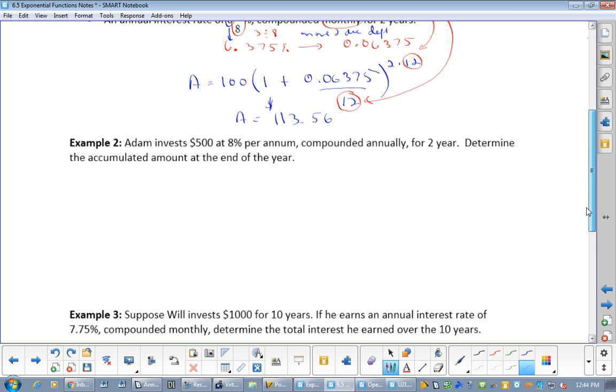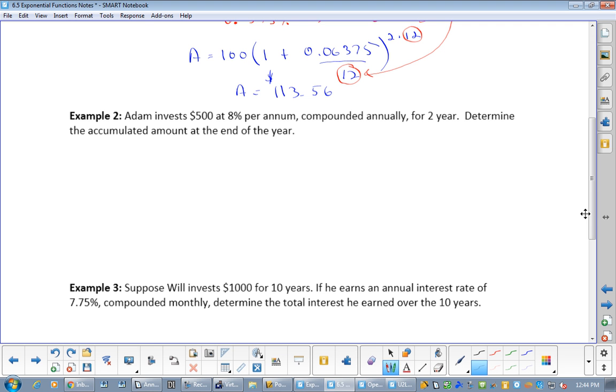Okay, next one. $500, 8% per annum. This will always be per annum, okay? Just so you know, the 8% is always per year, compounded annually for 2 years. Determine the accumulated amount. So A will equal P. What am I starting with? $500 times 1 plus 0.08 over 1.